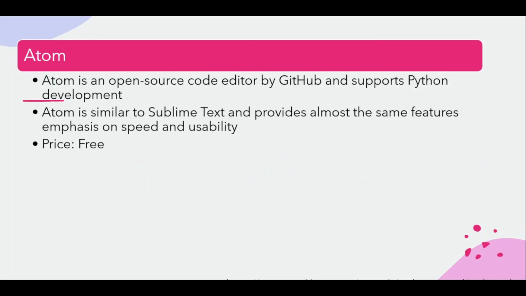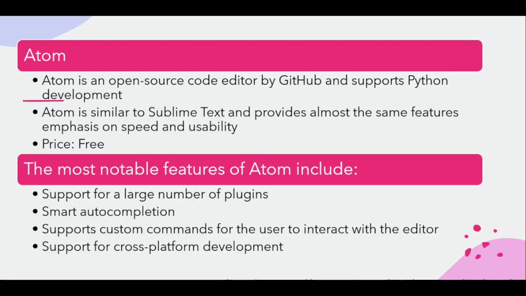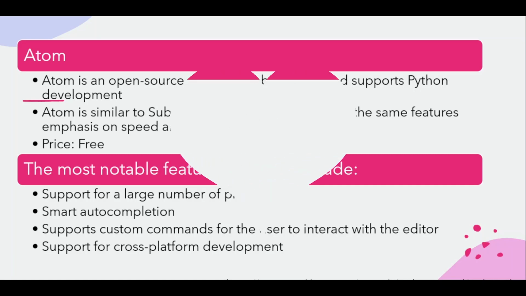Next one comes Atom. Atom is also open source, and it is developed by GitHub, and it supports Python development. It's almost similar to Sublime Text and provides almost the same features. It's also free. The most notable features of Atom include that it supports a large number of plugins, smart auto completion. It supports custom commands for the user to interact with the editor. It also has cross-platform development.